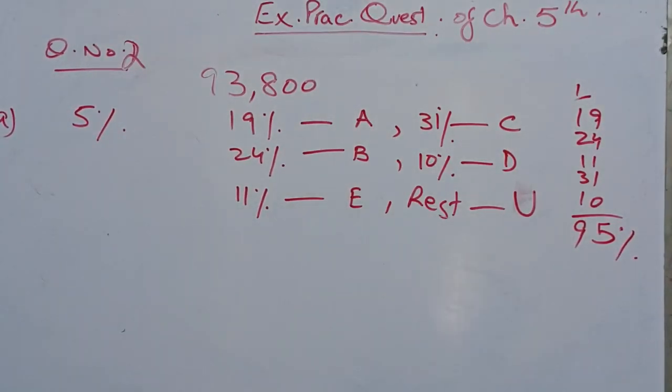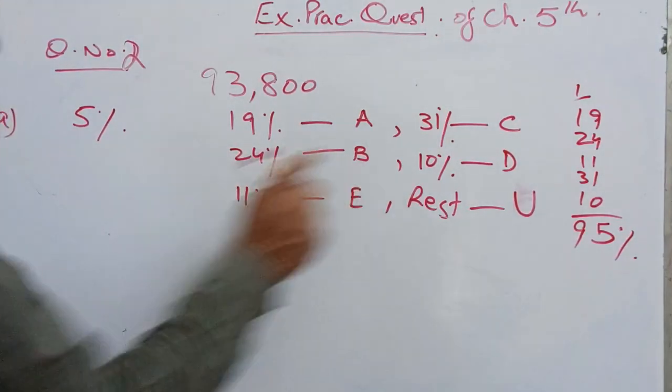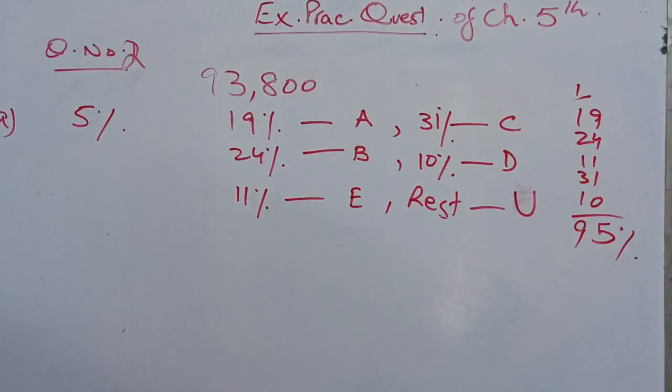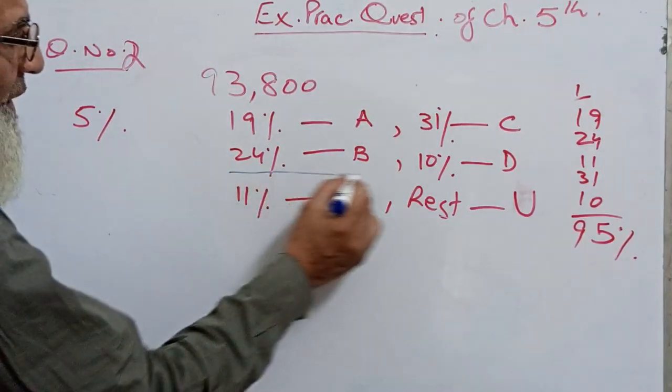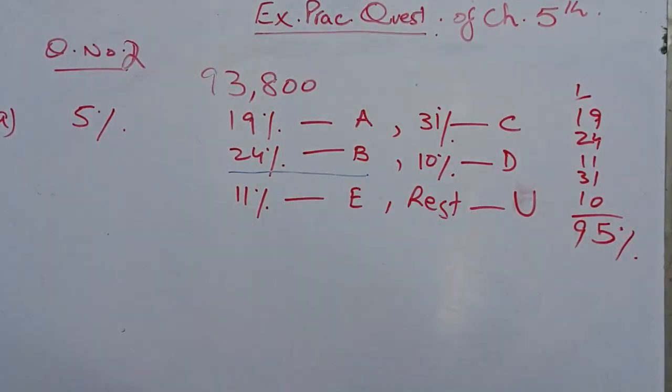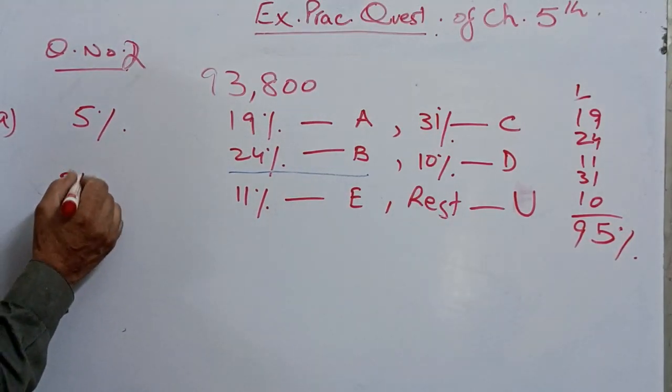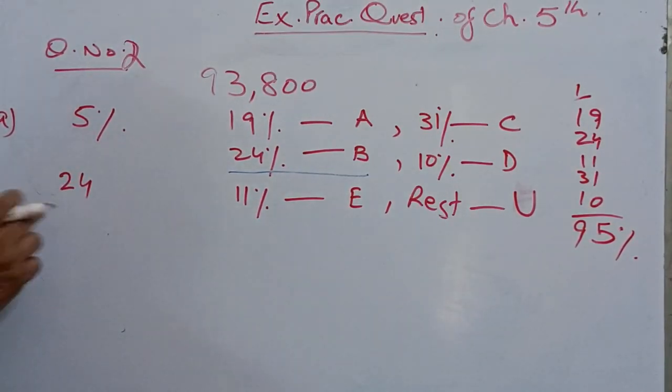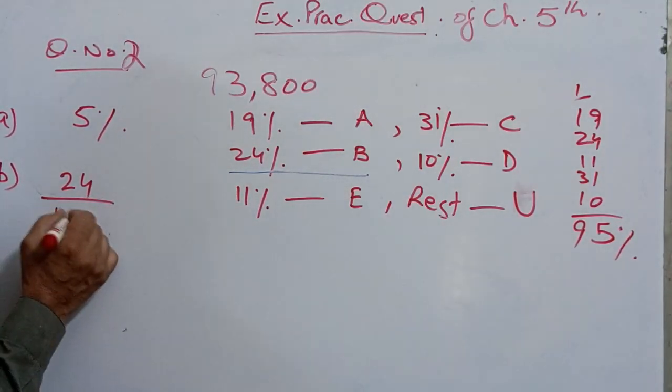What fraction of students received grade B? Grade B. Now we have to answer in fraction, not in percentage. So 24%. When we say 24%, what does it mean? 24 out of every 100.